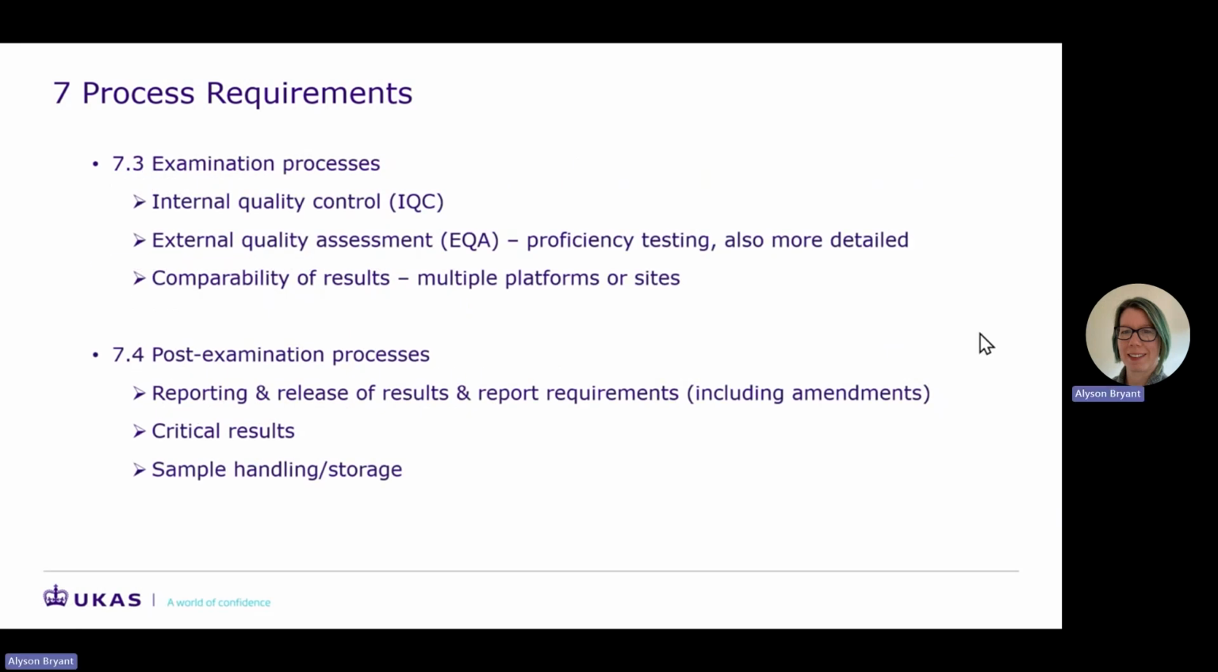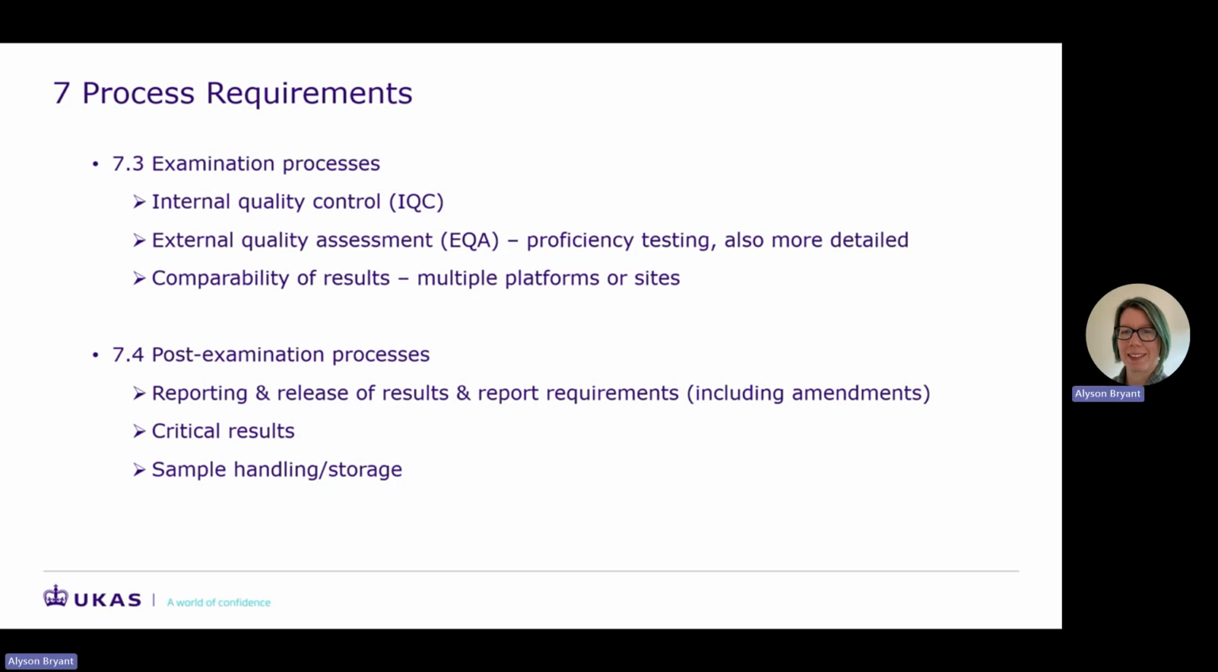Section 7 also covers the quality control and quality assurance processes that a laboratory must have in place. So there are requirements relating to IQC and EQA. If a laboratory doesn't have subscription to an appropriate EQA scheme, or if there isn't an appropriate EQA scheme available, the service needs to provide evidence to UKAS of how they're managing this. What's the alternative mechanism in place to provide assurance that results are comparable with other laboratories of a similar type?